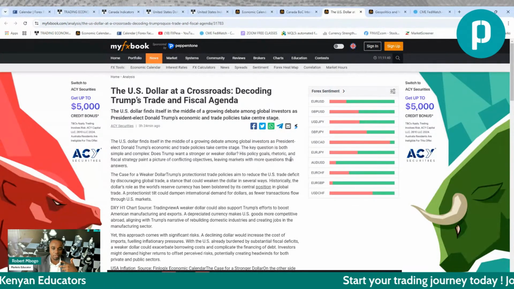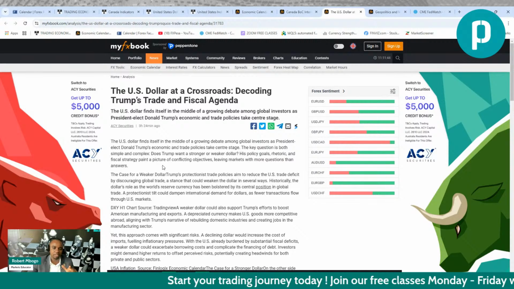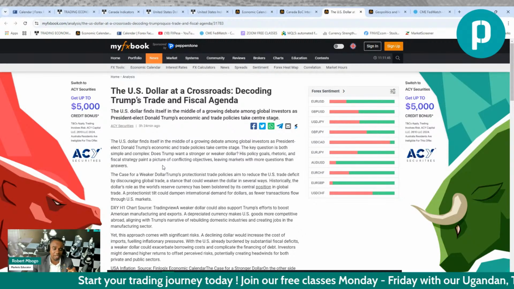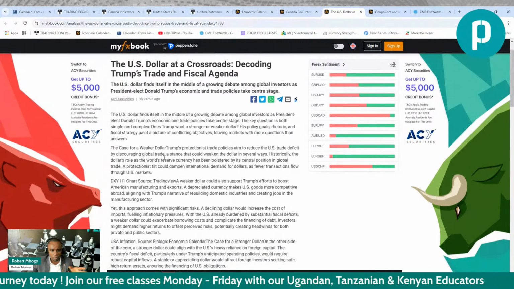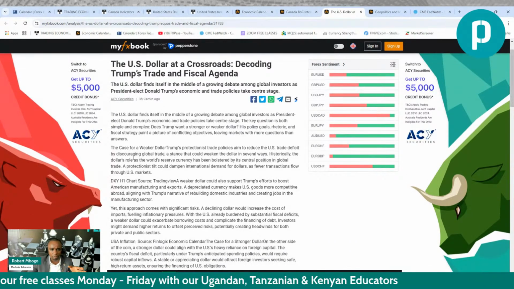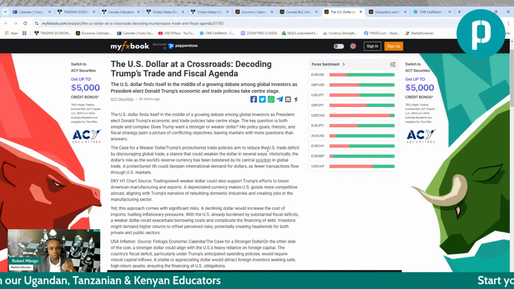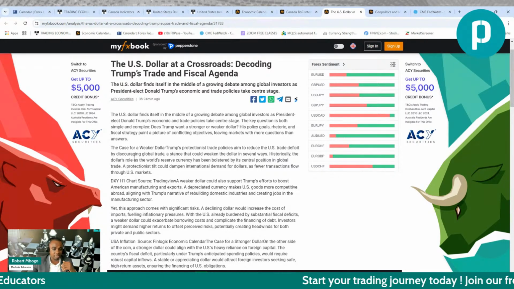His policy goals, rhetoric, and fiscal strategy paint a picture of conflicting objectives. Now, this is where the uncertainty will come in, right? Leaving markets with more questions than answers. The case for a weaker dollar: Trump's protectionist trade policies aim to reduce the US trade deficit by discouraging global trade, a stance that could weaken the dollar in several ways.